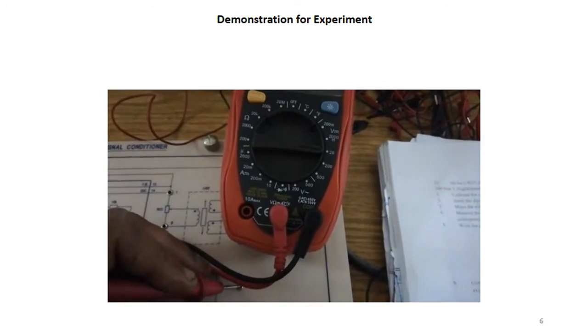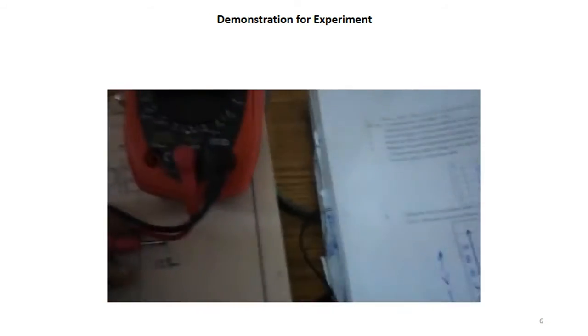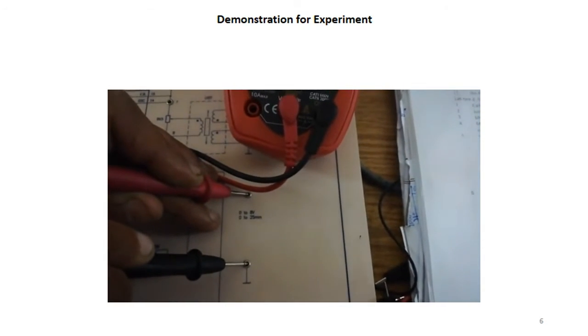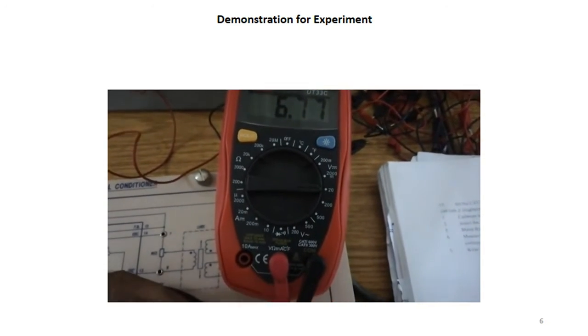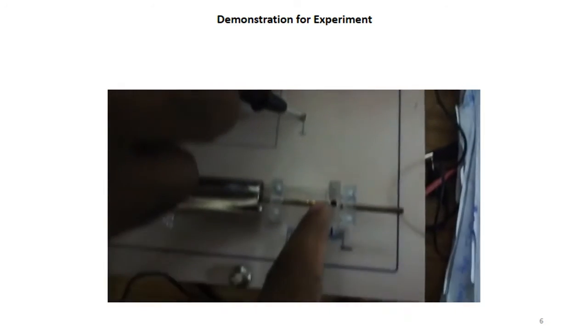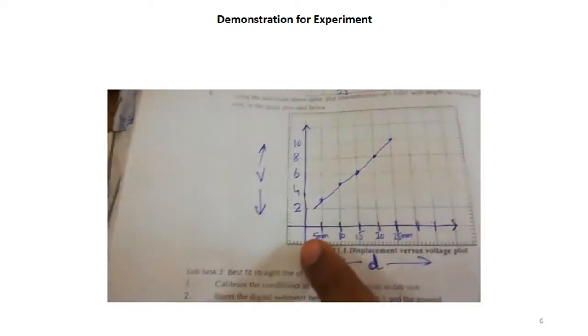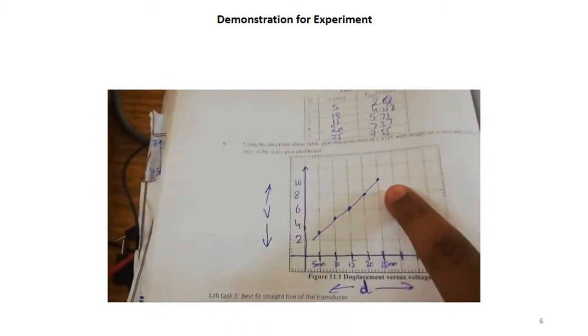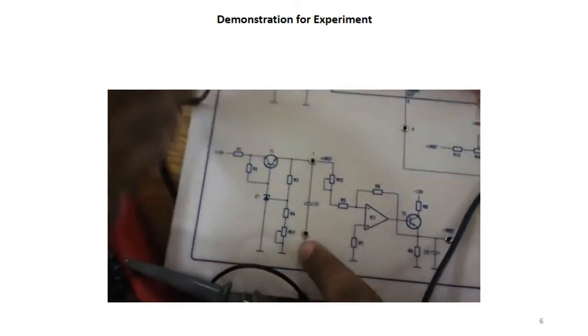Then we move our slider, that is a core, at 15 mm. It gives a 4.77 volts. You can see in the DMM. Now increase it to the 20 mm. You get a 6.77 volts, and at last we see at 25 mm it gives a 8.24 volts. You can observe a behavior from this experiment and from these readings. You need to draw a conclusion according to this.